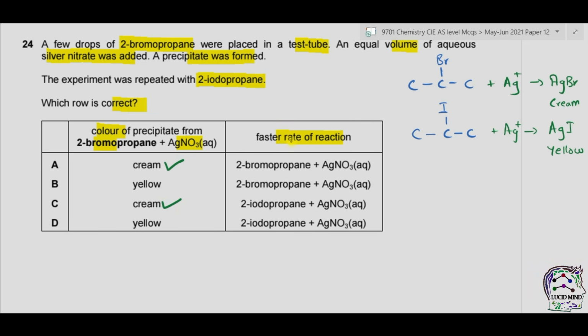Now looking at the rate of reaction, we have 2 bonds being broken, one is C-Br, one is C-I. The energy required to break the C-Br bond is 290 kilojoules per mole, while to break the carbon-iodine bond the energy required is 228 kilojoules per mole. As less energy is required for this breaking, the reaction will be faster in iodopropane. Correct answer is therefore C.